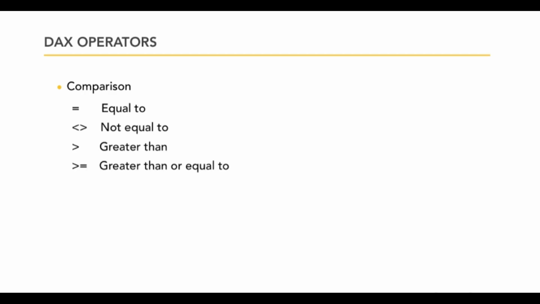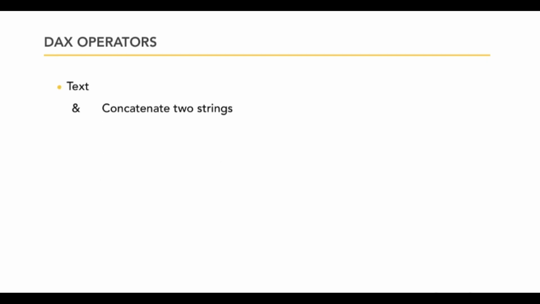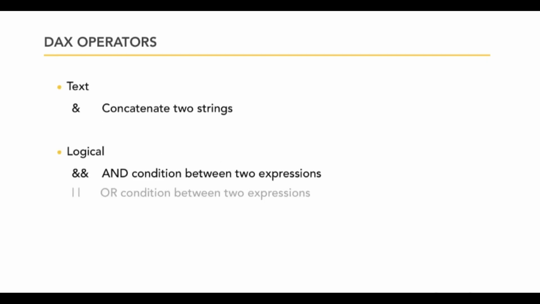Then there are the comparison operators, and you probably would have used these if you created a filter or a conditional format inside of Excel. Equal tests for equal to, then there's not equal to, greater than, and so on. Then the last two groups are the text and logical groups. So for text, you have the ampersand, which you can use to concatenate two strings, and you can use that in Excel as well. The last group is the logical group, and those allow you to test for conditions.